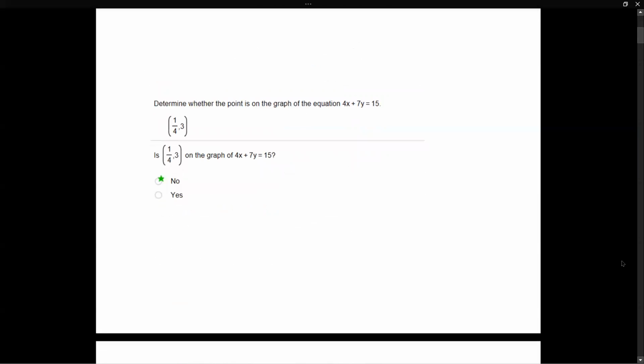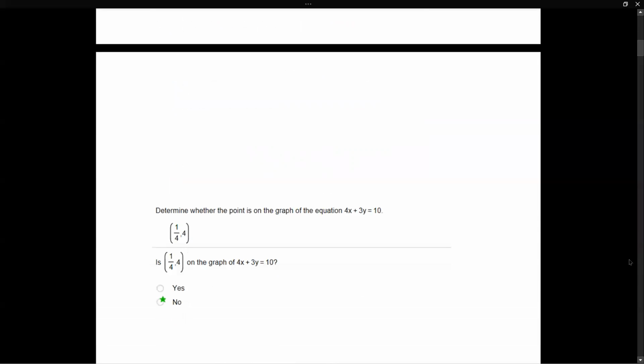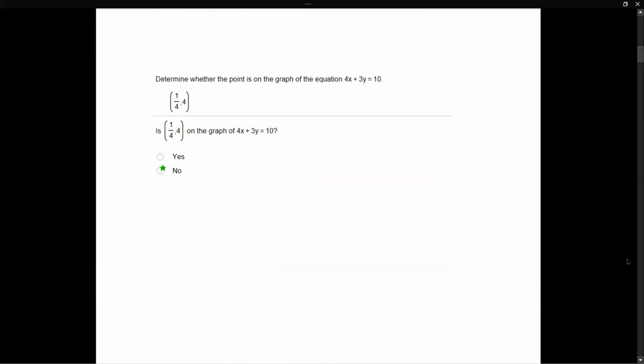Determine whether the point is on the graph of the equation. Similarly, you can try this one, all right? So try it. You have the answer right here, and see whether this is correct or not. So this is the beginning section, so that's what it talks about.